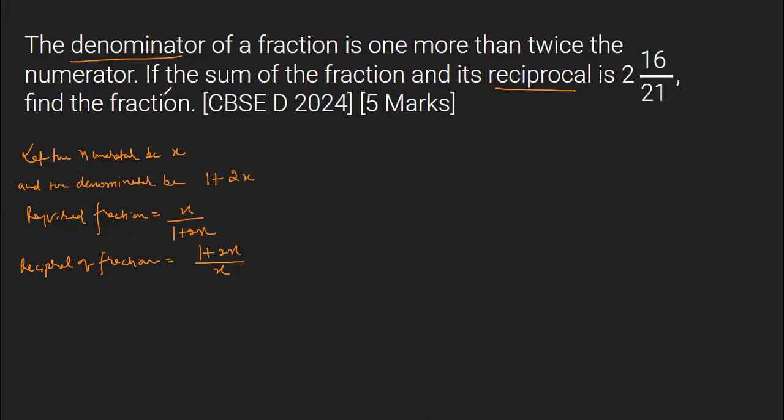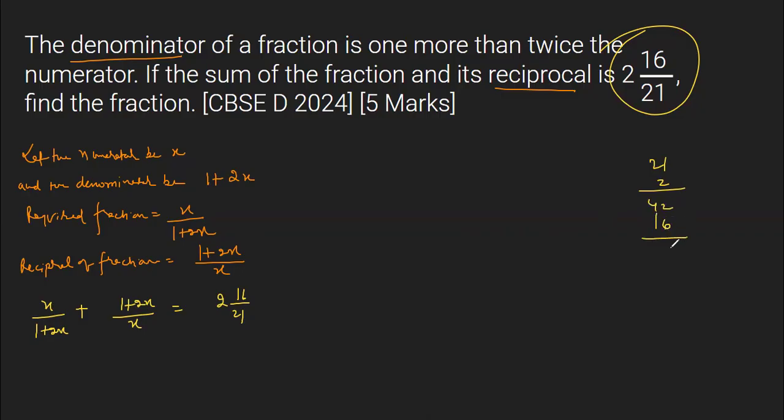So the next step is to make the sum. The sum of these two fractions is equal to this mixed fraction. So let's do it. x upon 1 plus 2x plus 1 plus 2x upon x is equal to 2 16 by 21. We have to convert this mixed fraction into an improper fraction. So how to do this? I think you people know that. We will multiply 21 by 2, it is 42, and then add 16. So 6 plus 2 is 8, 4 plus 1, 5.